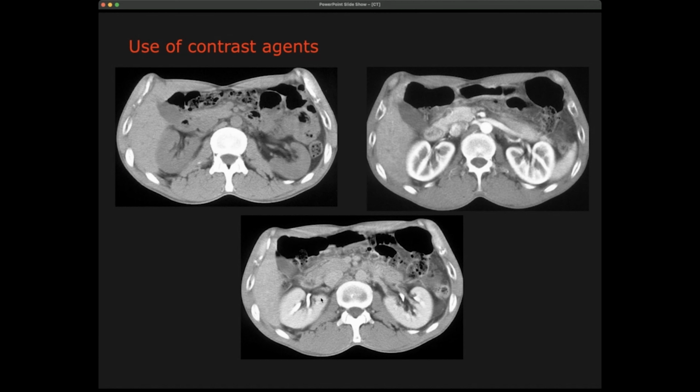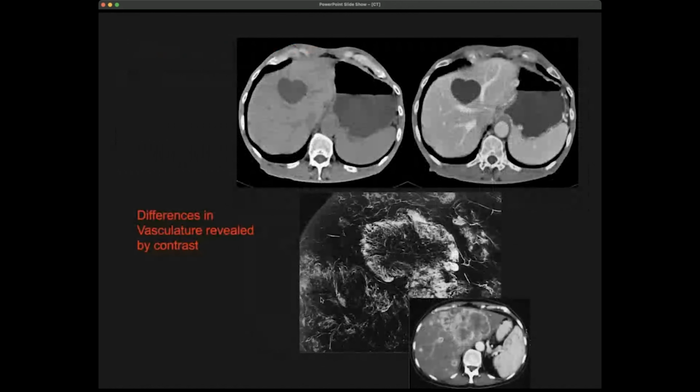This shows you that depending on when you do the scan after the injection of the contrast, the contrast will be somewhere else. So you can use this contrast dynamics to look at some kind of perfusion or function, or to see whether what you normally expect has happened.